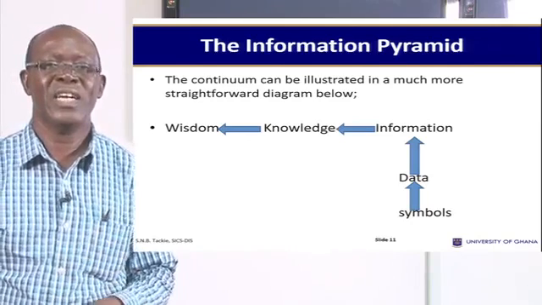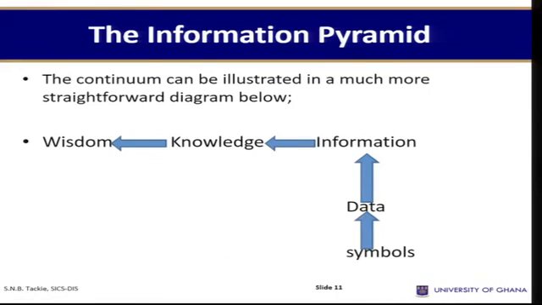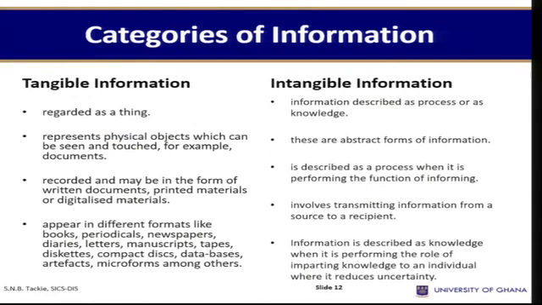So this is a diagrammatical representation of the information continuum, where you have symbols at the lower level, then you move to data, then information, then knowledge, and then wisdom. Now, information is also characterized into two broad areas: tangible information and intangible information. Tangible information is the information that is regarded as a thing.